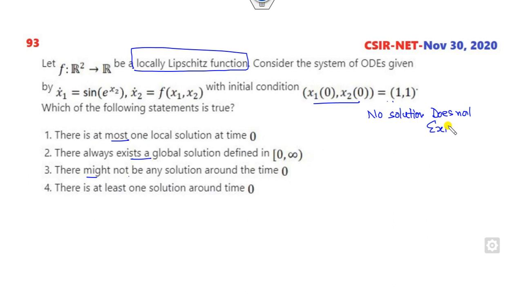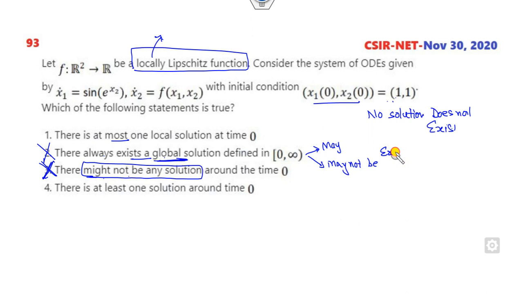Fine. So is there any option? There might not be any solution. "Might not" is the wrong option, because one solution is already given to you. They are talking about the local case, but here they are talking about the global. A global solution may or may not exist.